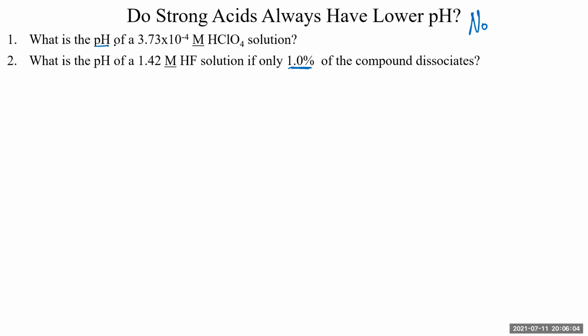Okay, what is the pH of a 3.73 times 10 to the minus 4 molar perchloric acid solution? Remember, this is a strong acid. This is on your strong acids list. That's another way you can tell. Just look at your strong acids list. But memorize those lists. Don't rely on having to look at lists constantly. You're not doing yourself any favors by doing that.